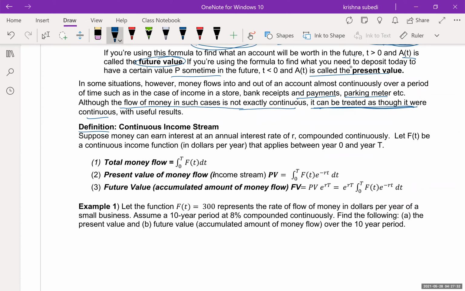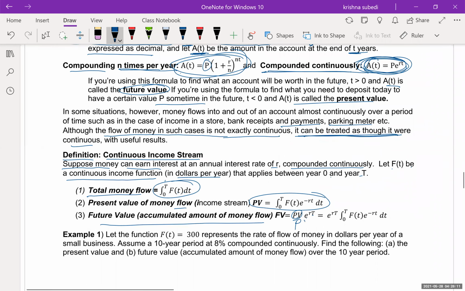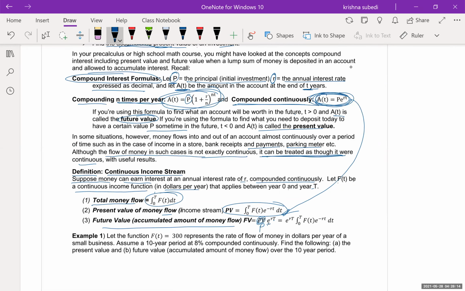Okay, so here is the definition of continuous income stream. Suppose money can earn interest at an annual interest rate of R compounded continuously. Let f of t be a continuous income function in dollars per year that applies between year 0 and t. Now the total money flow is given by this formula, the integral from 0 to t of f of t dt, and the present value of the money flow is given by this formula, and the future value of the money flow is given by the present value times e to the RT, or you can simply write P e^(RT). So it's the same formula that we'll be using. Look at this, this is P e^(RT).